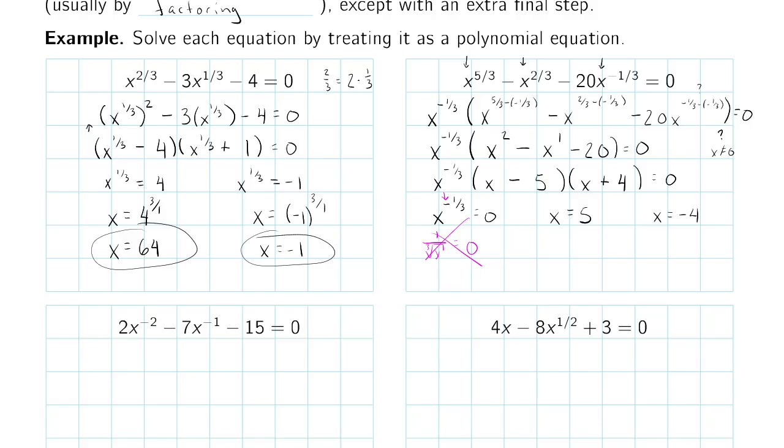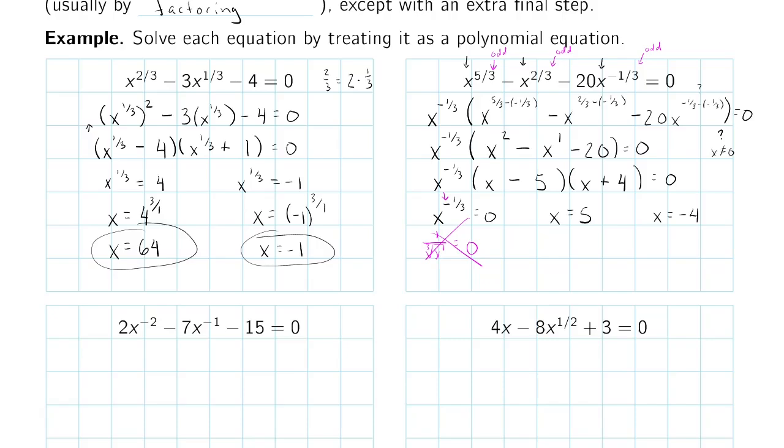What about this 5 and negative 4? Well, the only concern I have is whether the original equation is defined when x is 5 and when x is negative 4. And yeah, because this is an odd denominator, every term of the expression is defined when x is 5. Every term is defined when x is negative 4.